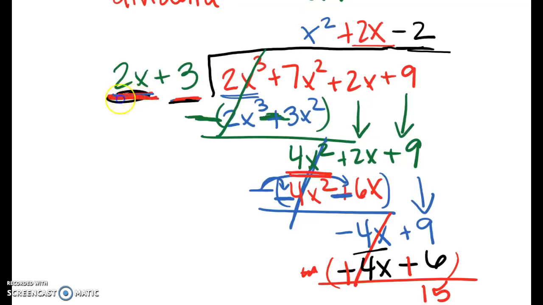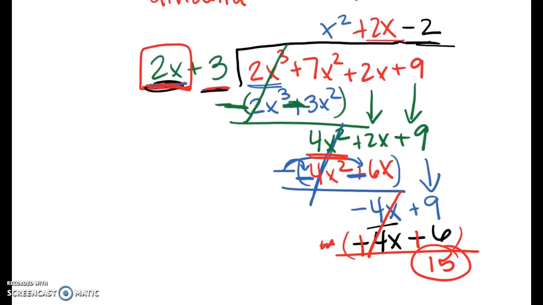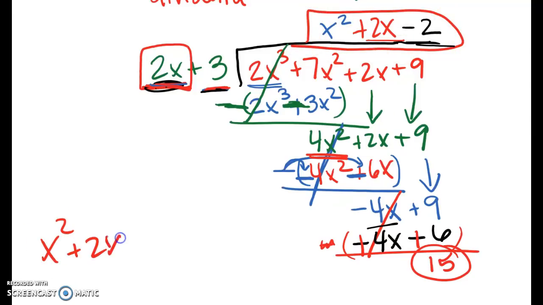Now, 2x has a higher degree than my 15 over here, so I know that I'm done. That's my remainder. My 15 is my remainder. And the way that we write this is we have our quotient, our answer up here, which is x squared plus 2x minus 2. And then we have our remainder, this 15 over here. So plus 15 divided by our divisor.